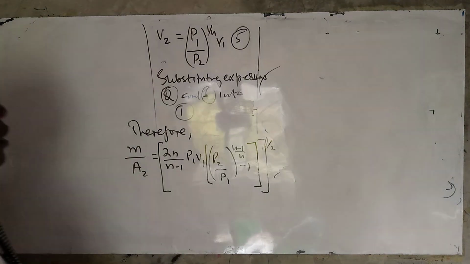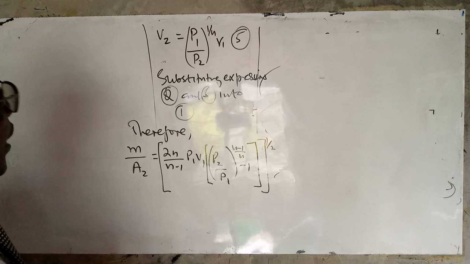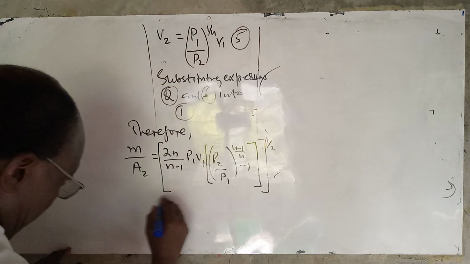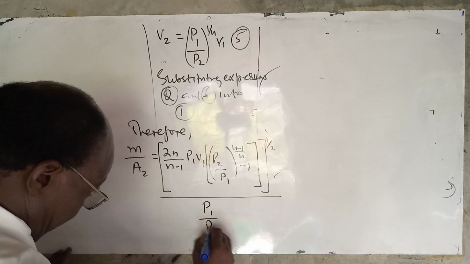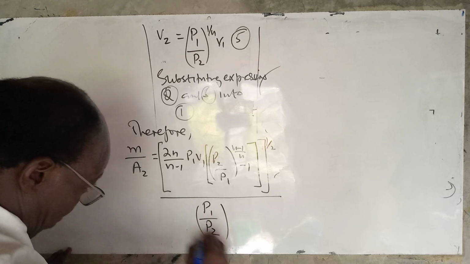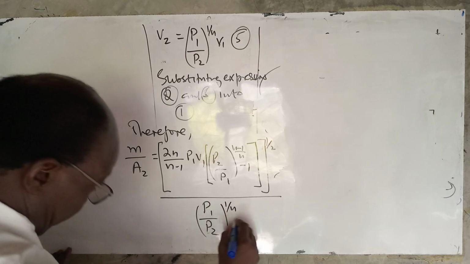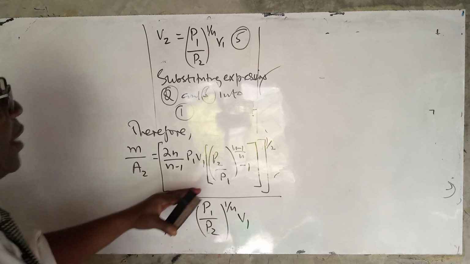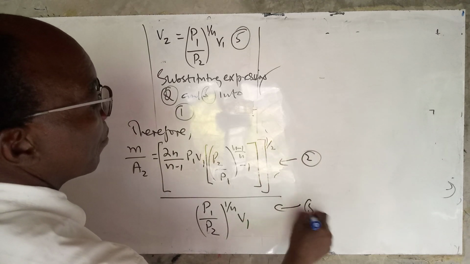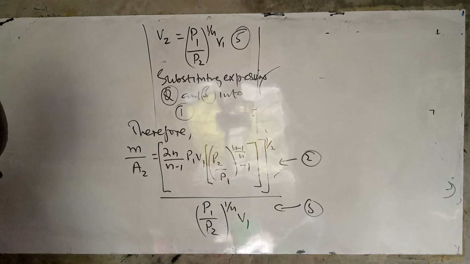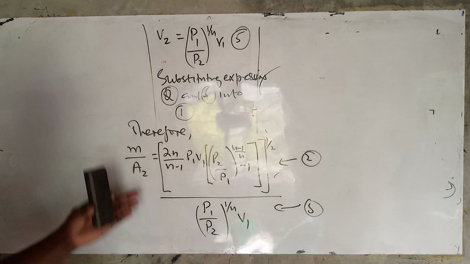And then, of course, we know what our V2 is. So divided by P1 over P2, 1 over n V1. So this is expression 2, this is expression 5. Very simple. So now our whole assignment here is to simplify this particular quantity.